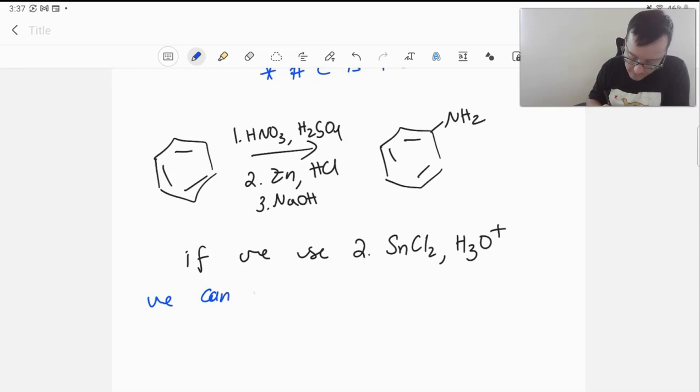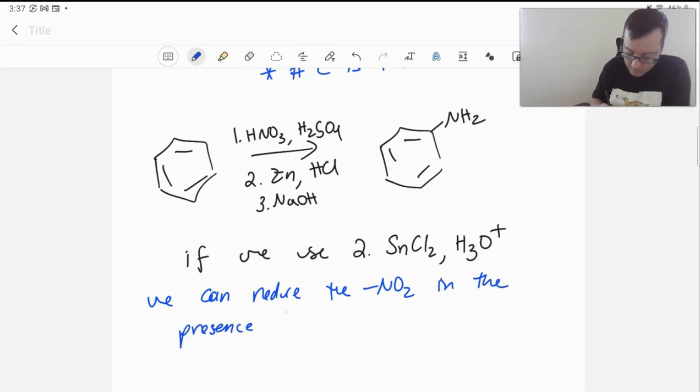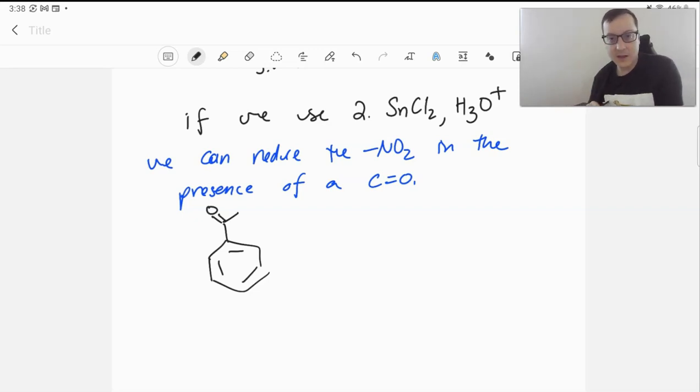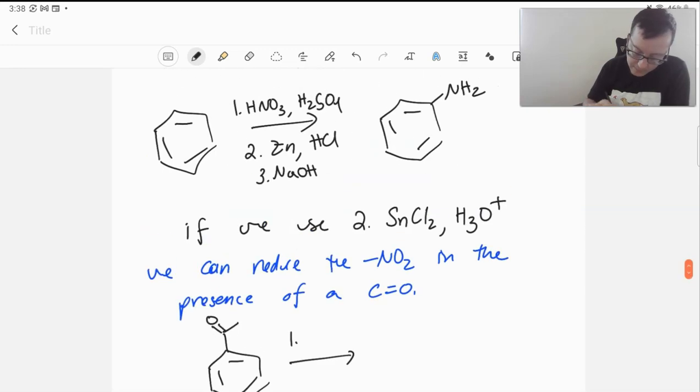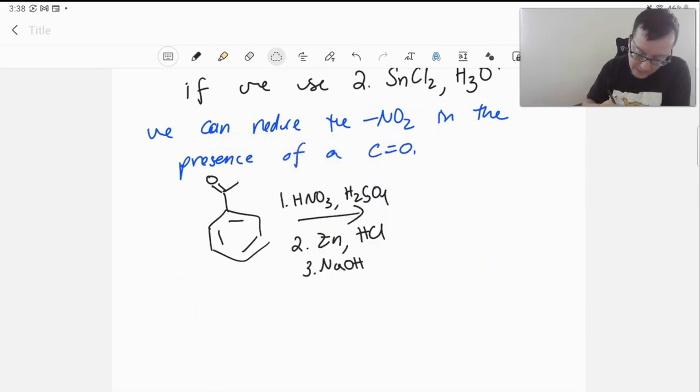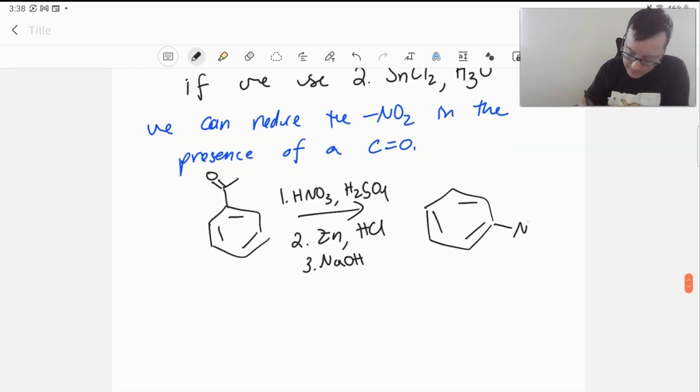We can reduce the nitro in the presence of a carbonyl. So, for example, if we have handy-dandy benzene, and it's got a ketone on it, let's say, if we go ahead and want to put an amine on this, as we know ketones are meta-directors, if we treat this with the same three that we did before, and I'll just copy that. Technically speaking, we're going to end up probably reducing our ketone as well. So we will end up with our amine, and we will end up probably with an alcohol up here.